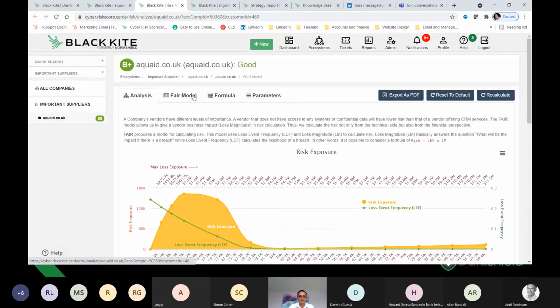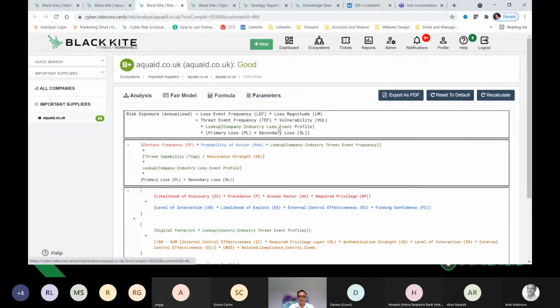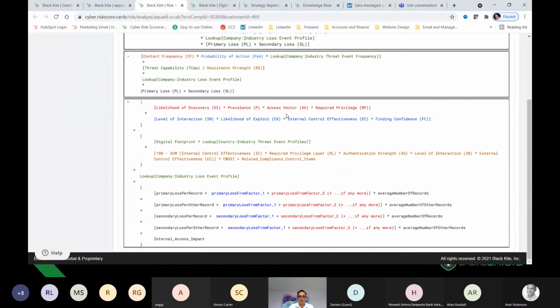For anyone that's really into the maths, this tells you how the model is calculated against operational risk, and the formula is how it's calculated as well. So we're not hiding this figure. It's not a magic figure that we're just plucking out of the air. It's got logic, it's got research behind it, and it's using the FAIR methodology, which is the only operational risk and financial impact analysis platform on the market.